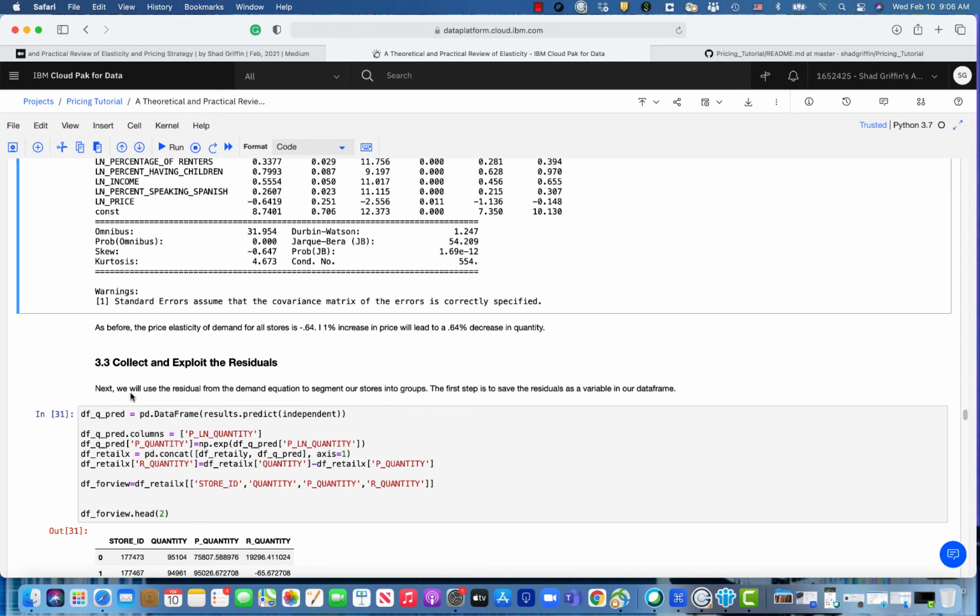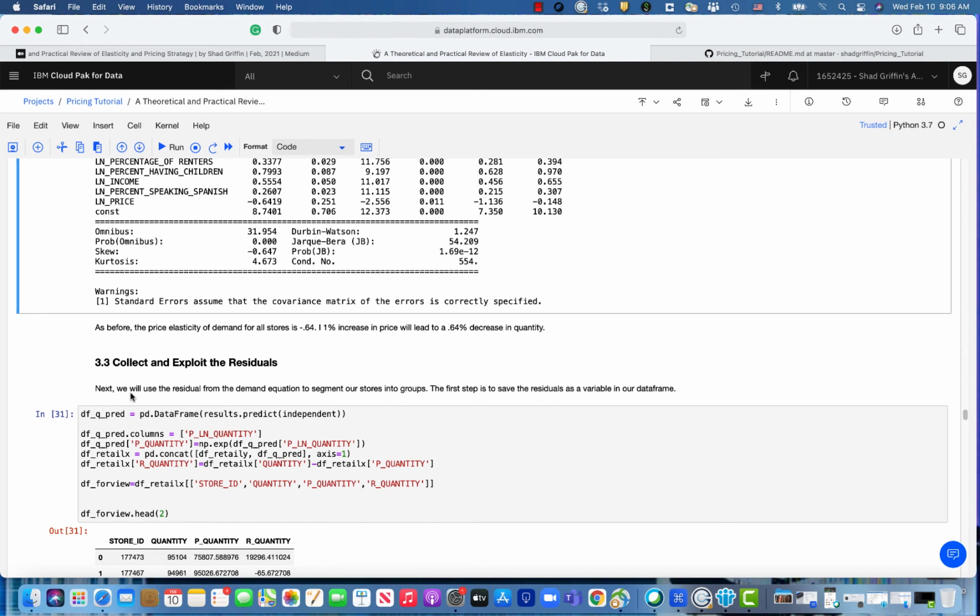Likewise, if we have a store that's selling at a price of $10, we would expect them to sell, let's say, 100 units, and they're actually selling 50 units. They're selling less than we would expect. So in that case, they're underperforming.